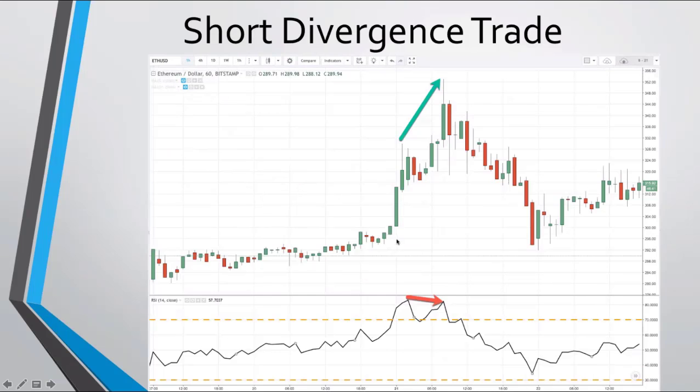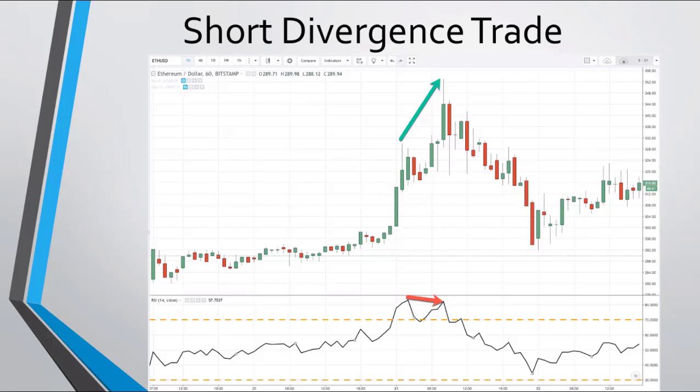Here's a short divergence trade. So you see Ethereum going up, makes a high, then makes a higher high up by that green arrow. You can see the RSI makes a slightly lower low, and then the market reverses, and the RSI eventually drops out of the overbought condition.